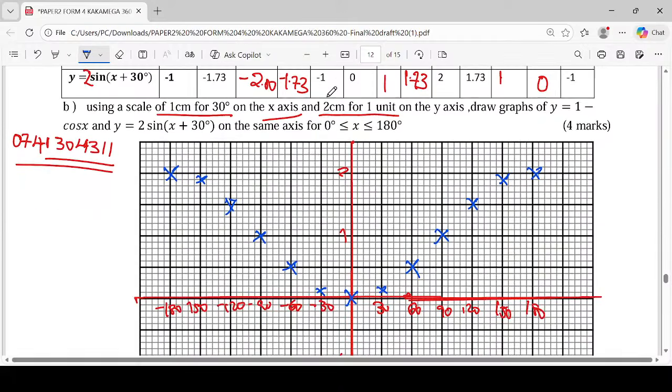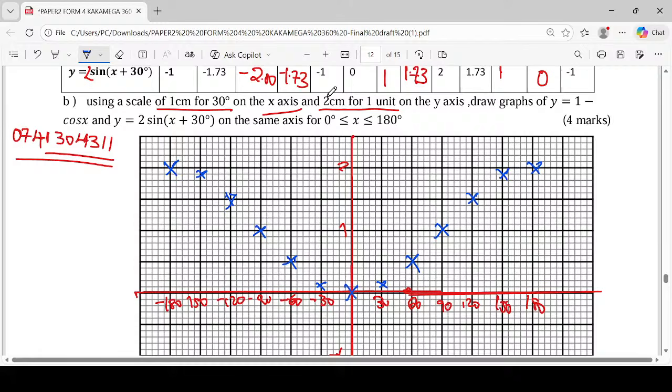So we are going to draw this using a free hand. The curve should be smooth and continuous in nature, using a free hand, a smooth continuous curve. Then you can label your curve as y is equal to 1 minus cos x. We are done with that one.